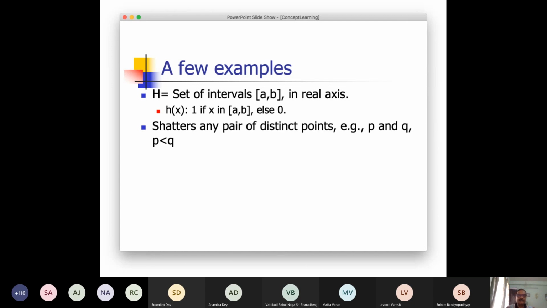Now, you can show that if you take 2 points, there is no issue. If you take 2 points, an interval formed from those 2 points will always be consistent, right? If both are positive, you can take both of them in one interval. If one is positive, you can take some interval including that positive one. The other way also works. So trivially you can show that, given 2 points, this interval hypothesis representation shatters them. So VC dimension is at least 2.